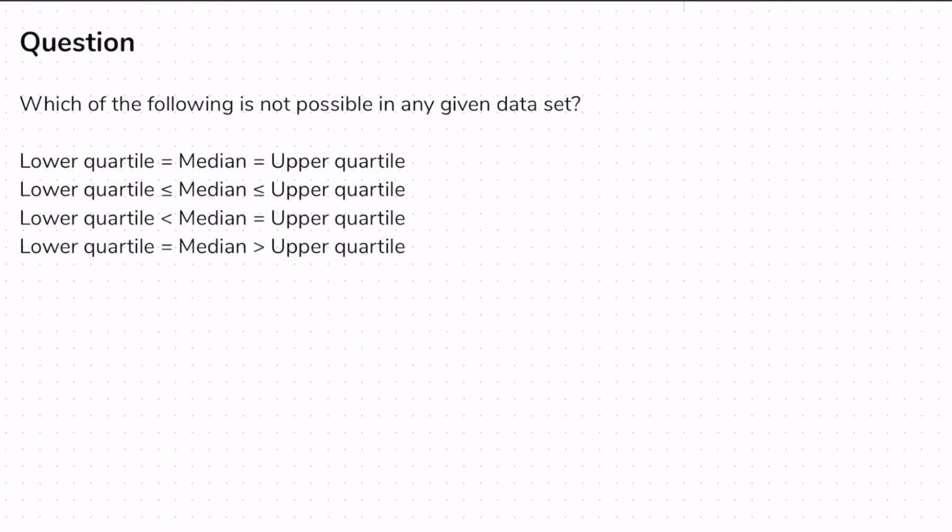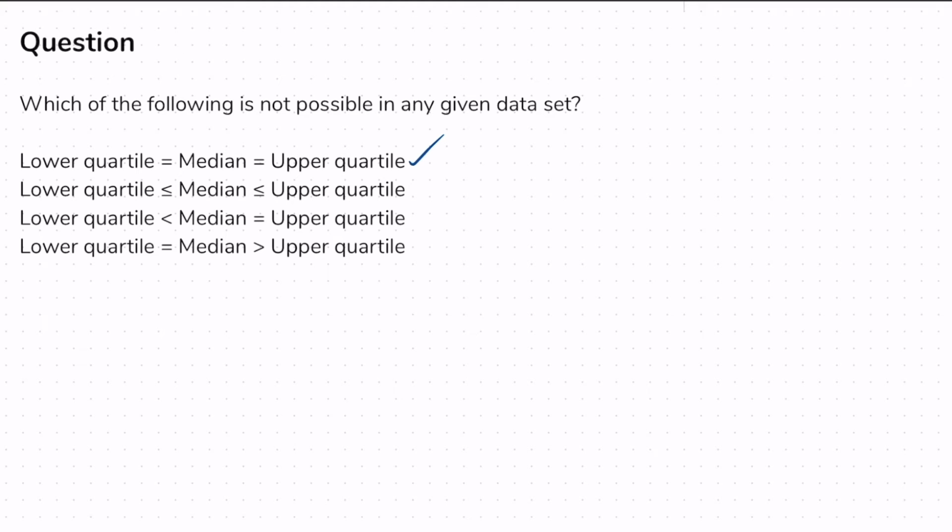In this next question, we're kind of asked to do a little bit of thinking. Which of the following is not possible given any set of data? Lower quartile equals the median equals the upper quartile. Now this is possible, right? If all of the data was the same, then the lower quartile, the median, and the upper quartile would be equal. So this one, that's possible.